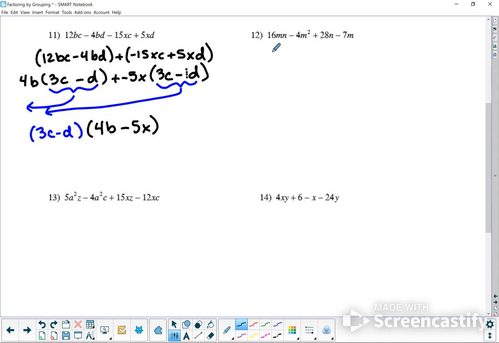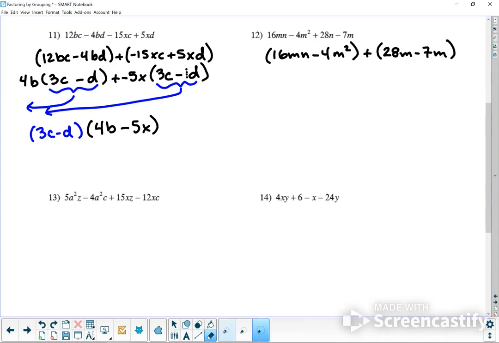In case you didn't catch my lessons. 16mn minus 4m squared plus, and since this one's a positive 28, I just don't have to put another sign. I just have to put a plus to represent the terms in between, and then just a 28n minus 7m. Oh, that's an n, by the way.